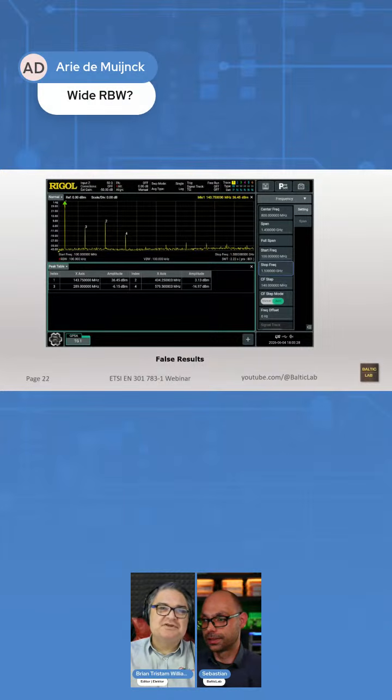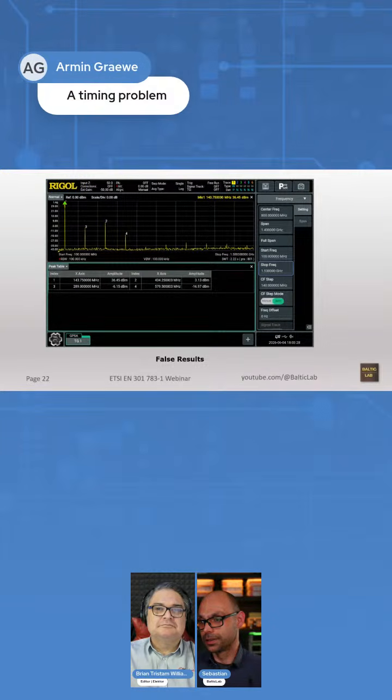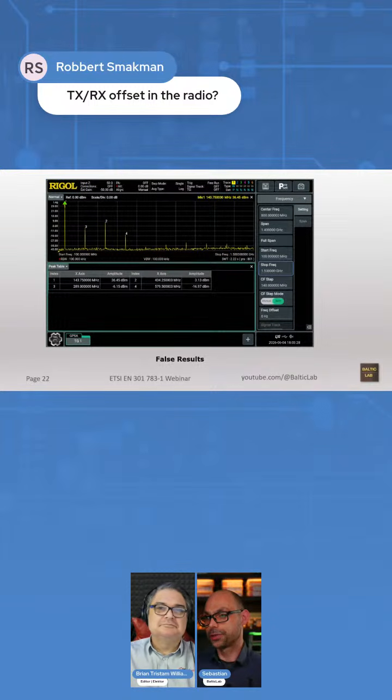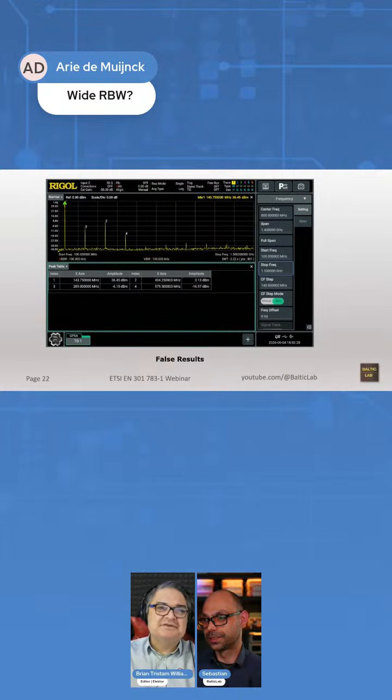Ari has a suggestion. Wide resolution bandwidth. It is exactly the 100 kilohertz it's supposed to be, but resolution bandwidth is a good thing. TX-RX offset, no. Alias, no. Timing problem, no. Resolution bandwidth is a good direction. Okay, so back to Ari's hint.